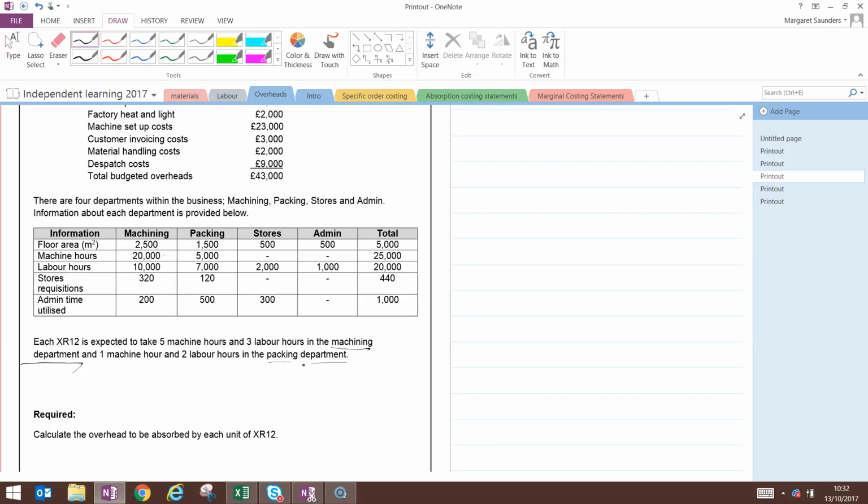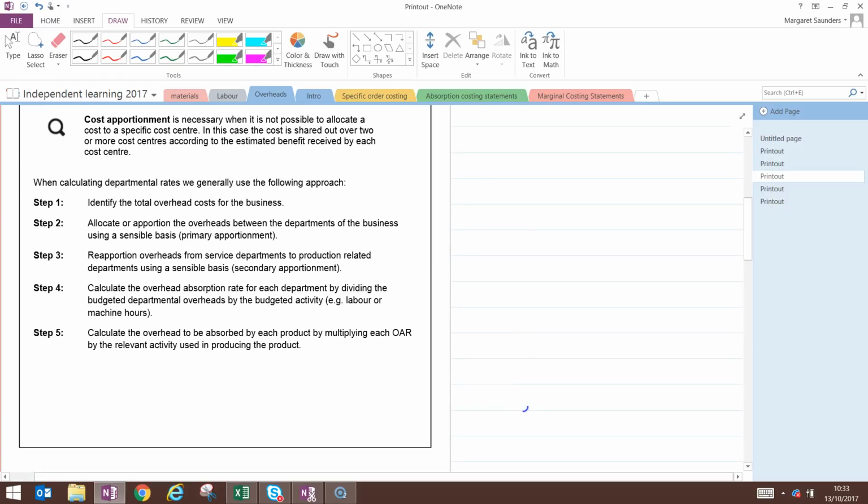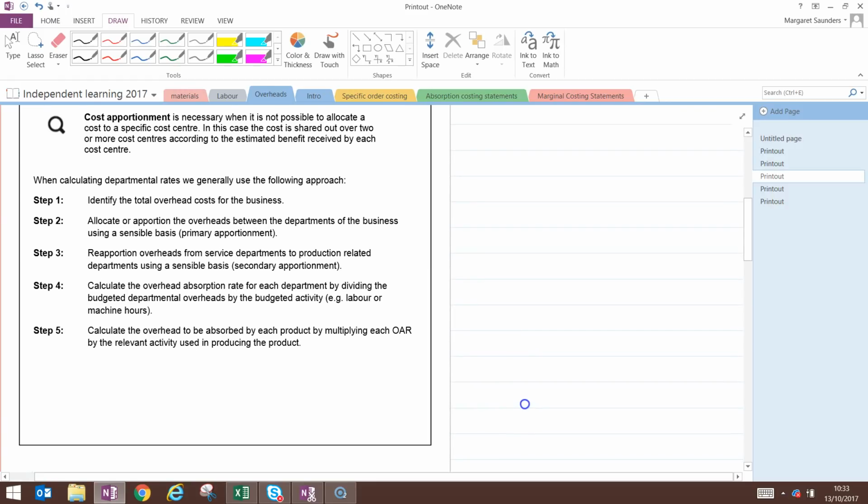So we need to calculate the overhead to be absorbed by each unit of the XR12. But we're going to be calculating departmental rates, not a single blanket rate. So step number 1 is to identify the total overhead costs. So we know what they are, 43,000. Step 2, allocate or apportion the overheads between the departments.